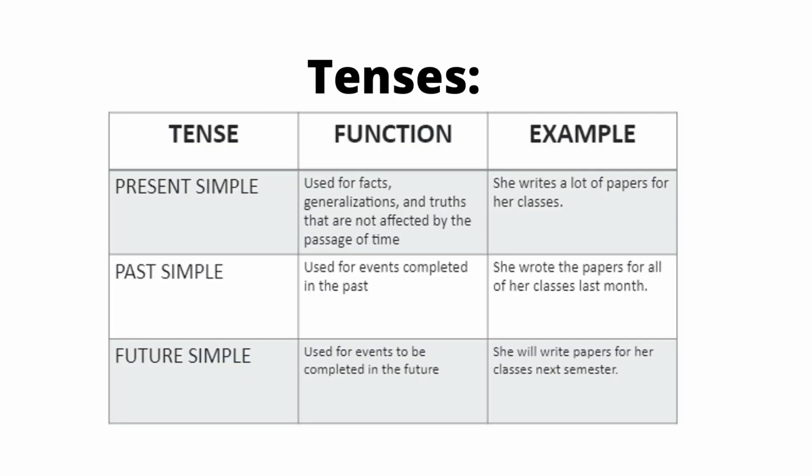Let us start with simple tenses. As you can see on your screen, there are 3 simple tenses. Simple present tense, simple past tense and simple future tense. All the tenses have different functions. Let us see the function of simple present tense. It is used for facts, generalizations and truths that are not affected by the passage of time. In other words, this tense tells truth about something or someone.